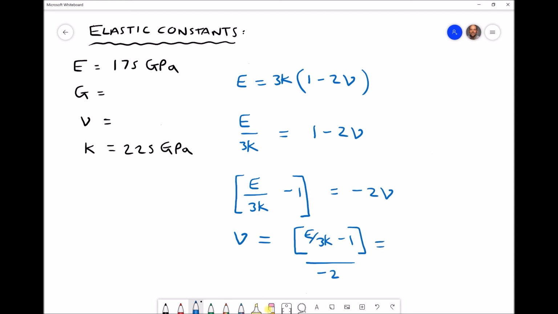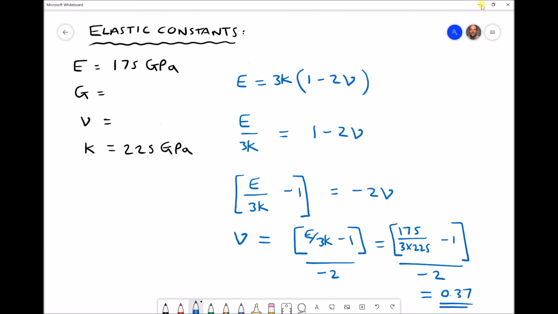We can plug in some values. We have 175 as our elastic modulus, and we have 3 times 225. Note, I'm still working in gigapascals, but so long as the top and the bottom of that fraction are both in gigapascals, there's no problem with doing so. From that we'll subtract 1, and then divide all of that answer by minus 2. Running that through the calculator gives me a Poisson's ratio equal to 0.37.